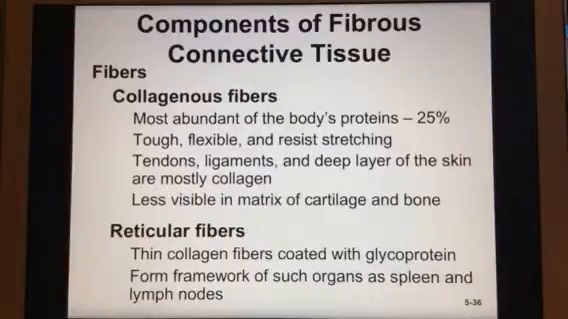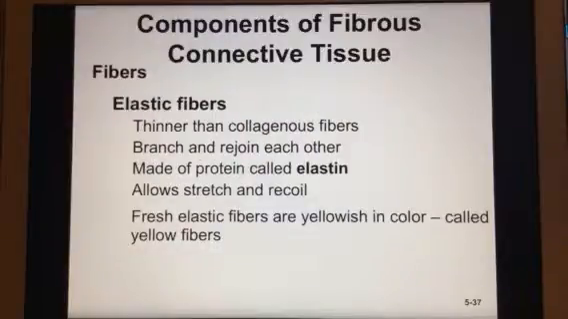And then reticular fibers are much thinner. They almost look like little skinny wavy lines, and they provide the framework for organs such as the spleen and the lymph nodes. We'll also see elastic fibers that are thin as well, and they kind of branch. We'll see those in the areolar tissue, and they are made of a protein called elastin.